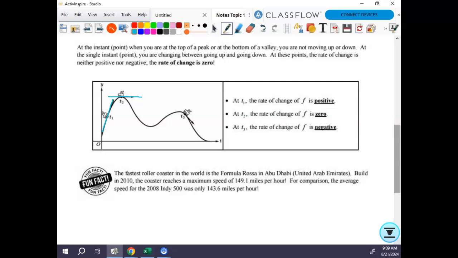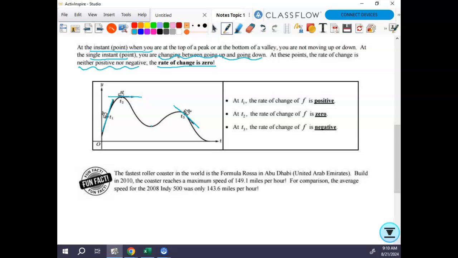And then when you're actually going down and you're terrified, now you might have a negative feeling about getting on the thing in the first place, okay? Maybe that's the way you can remember what's going on. But at the instant when you're at the top of the peak or the bottom of a valley, your maximum or your minimum, you are not moving up or down. At that single instant, you are changing between going up and going down. At these points, rate of change is neither positive nor negative. The rate of change is 0. But we know that about a horizontal line also.